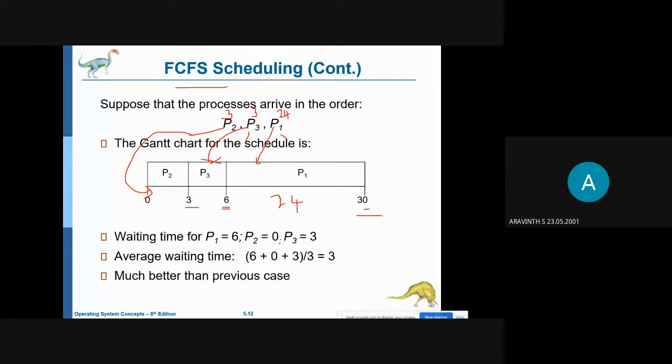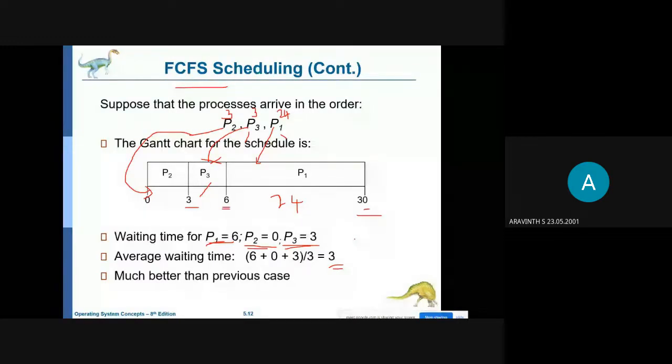Now for this also you need to identify the waiting time and turnaround time. Waiting time for P2 is 0. Waiting time for P3 is 3. And waiting time for P1 is 6. So 6 plus 0 plus 3, divided by 3, the average waiting time is 3. So if the process runs in a different order, the average waiting time gets reduced.